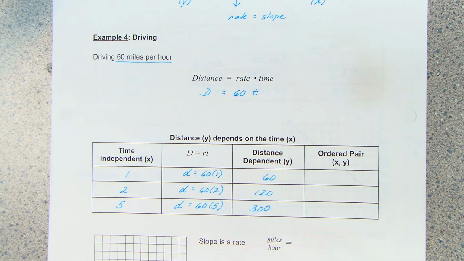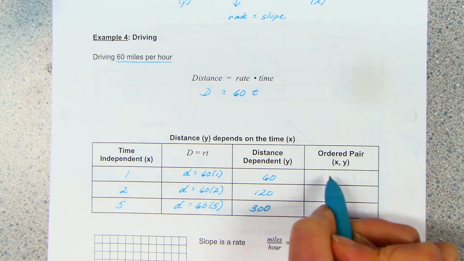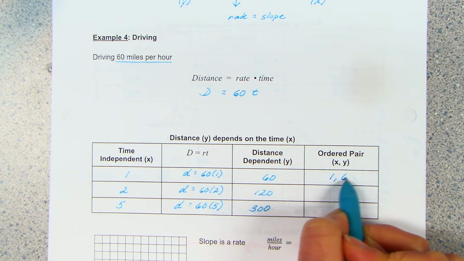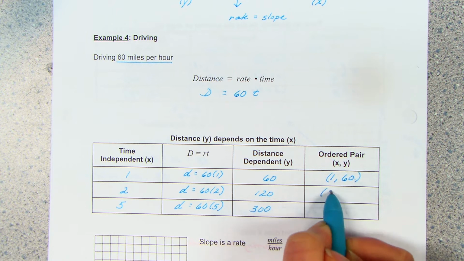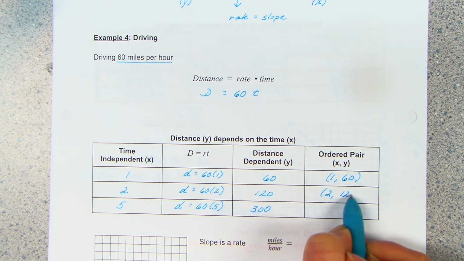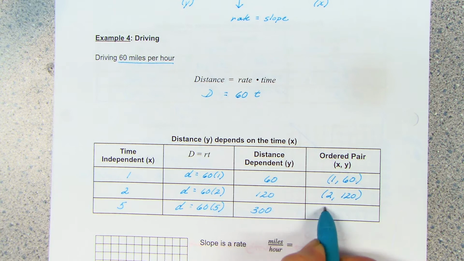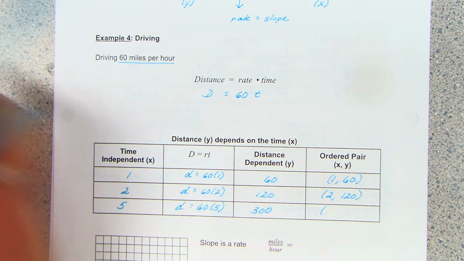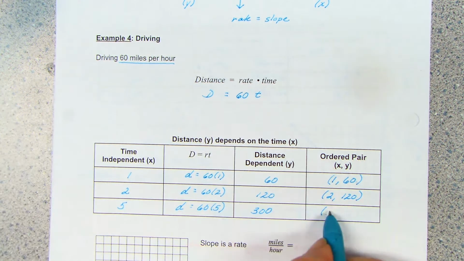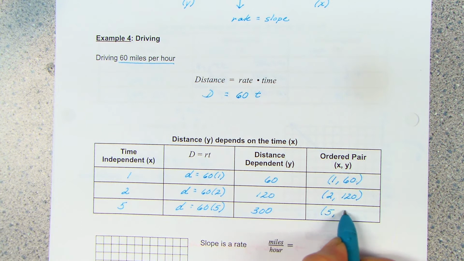It's a long way. Okay, let's write some ordered pairs. So your x is 1. In 1 hour, I can go 60 miles. In 2 hours, I go 120 miles. And in 5 hours, I'll go 300 miles.